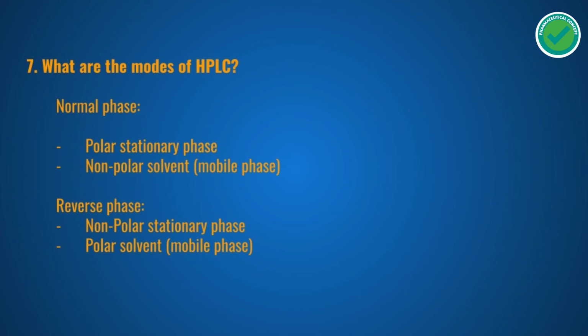What are the modes of HPLC? Normal phase: polar stationary phase, non-polar solvent mobile phase. Reverse phase: non-polar stationary phase, polar solvent mobile phase.